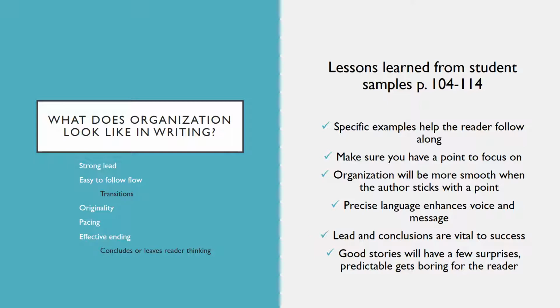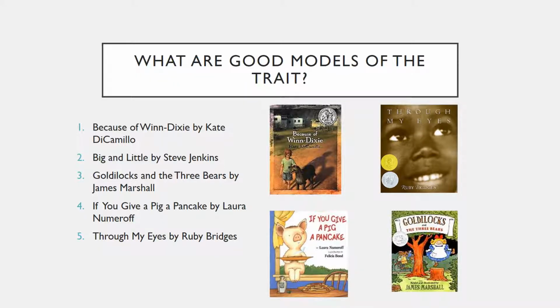So on pages 104 to 114, there are examples of organization in student writing, and the author has given each student piece a score 1 through 6. So some of the positive things that I noticed from the student writing is there are specific examples that help the reader follow along throughout their writing. They're focusing on a main point. The organization is smooth when sticking to one point. Precise language is enhancing not only the organization but the voice and the message, and message is an important part of organization. The leads and conclusions are vital, and good stories can have a few surprises.